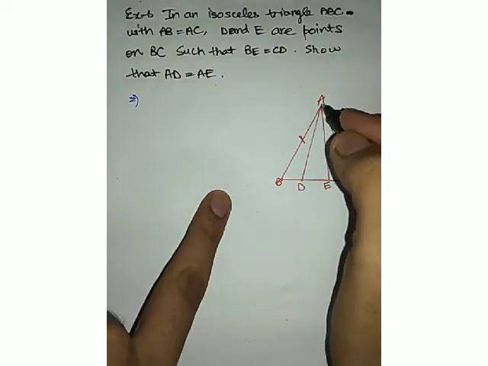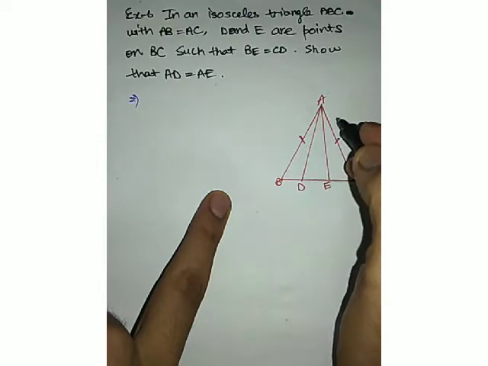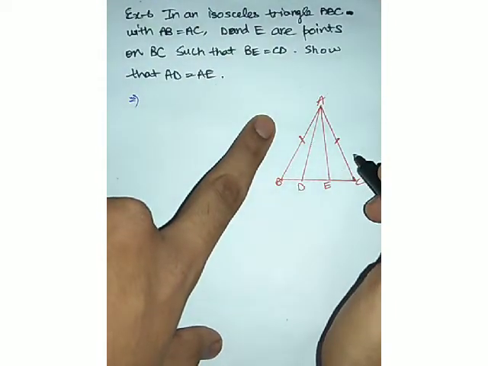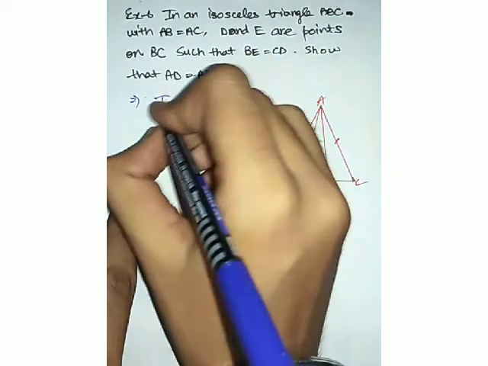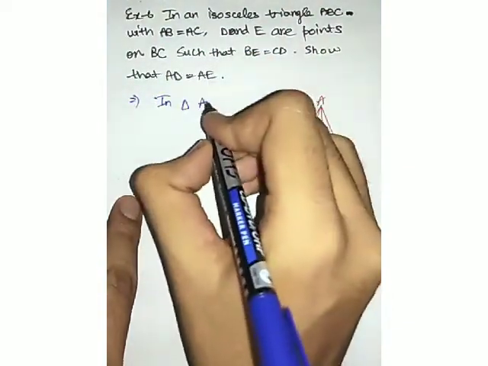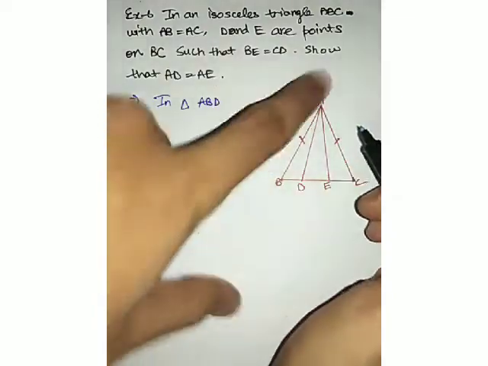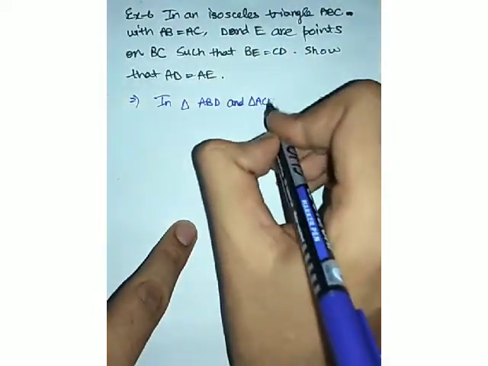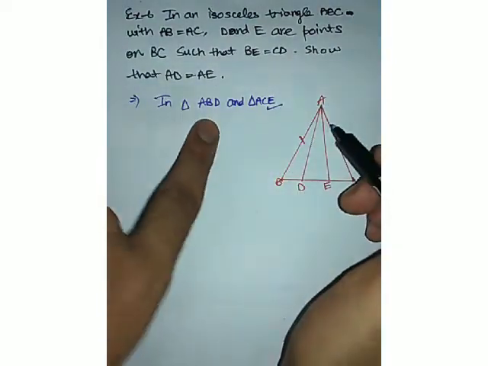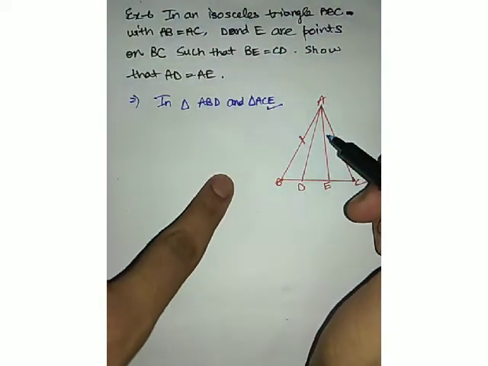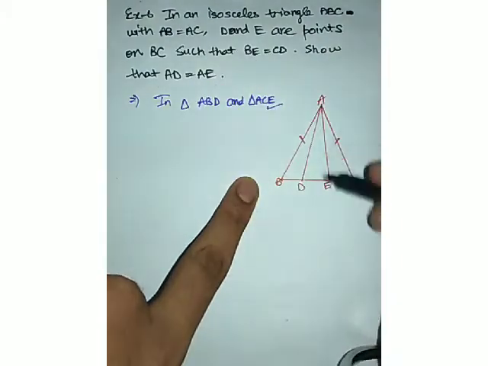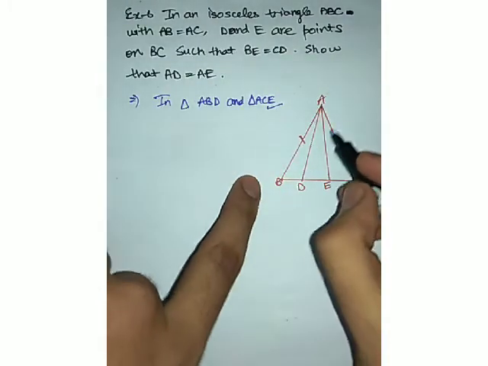It means we have to take two triangles which include these sides. So those two triangles will be ADB and AEC. Okay, so in triangle ABD and triangle ACE, you have to prove that these two triangles are congruent to each other, right? Only then you will get AD equal to AE. Yes, that's to be proved.